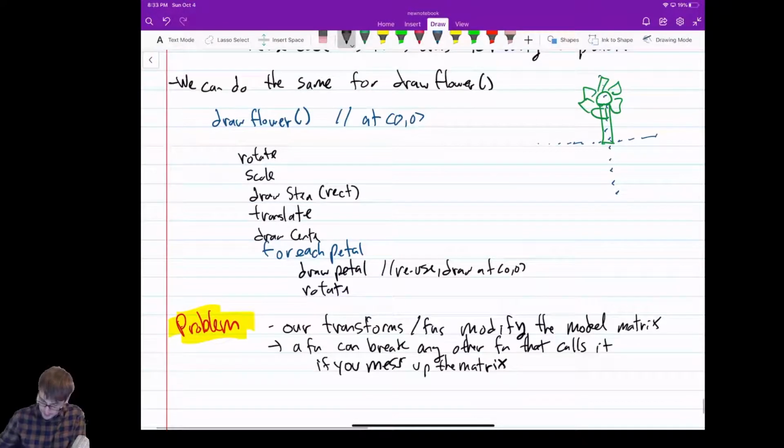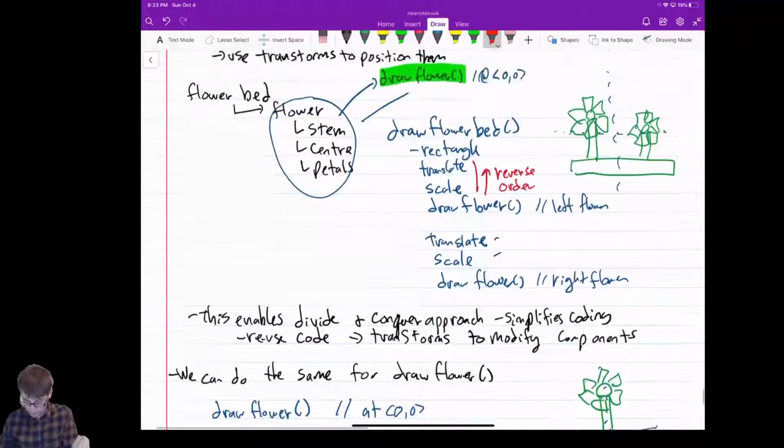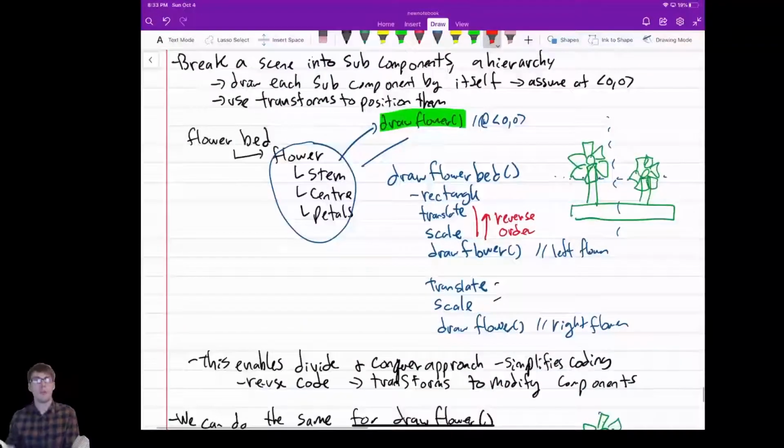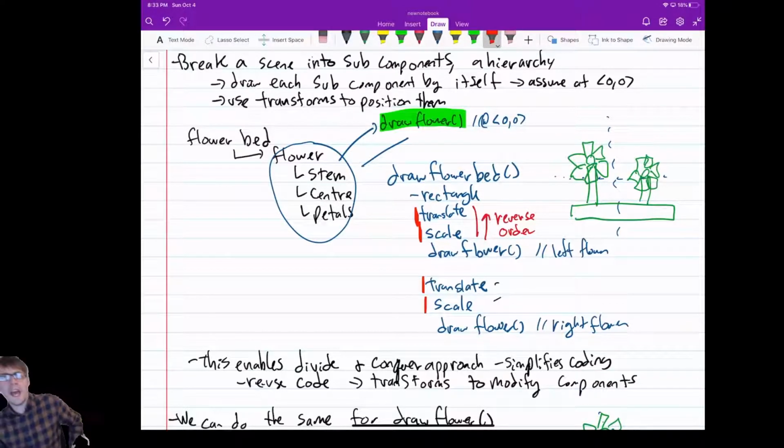Let me highlight this. I'm going to use maybe a small red highlighter. So let's go back to where we were at the top. Okay, we have draw flower bed here. Draw flower bed assumes a happy matrix. I'm modifying the matrix here. And then I draw flower. I don't know what draw flower does. I don't know what it does to my matrix. So how do I calculate this translate and this scale without knowing what happens inside draw flower? It's impossible. Okay? I have to assume that draw flower doesn't break anything for me.